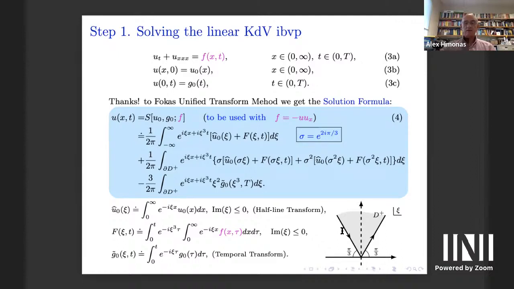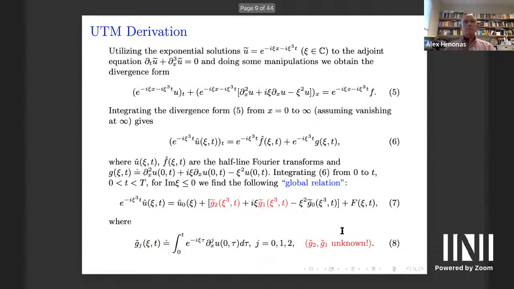to the y-axis. So if there is someone who has never seen this formula, let's spend a little bit of time to derive it. So here is an outline of the derivation. The derivation begins by exploiting the exponential solutions of the homogeneous adjoint equation, and then with some manipulations we derive relation 5.